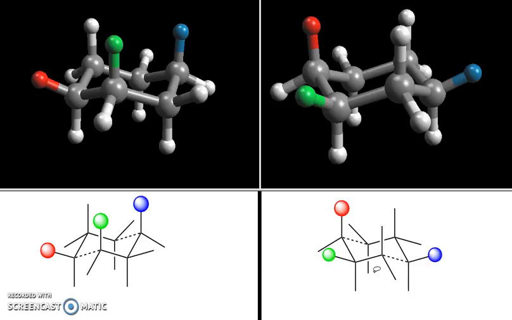And note that the blue sphere here was 1,2,3 from the green, and 1,2,3,4 from the red. Still 1,2,3 from the green, and 1,2,3,4 from the red.